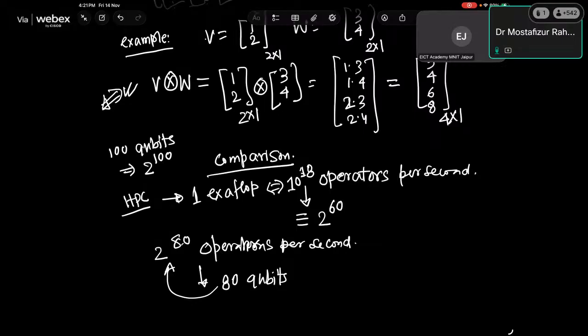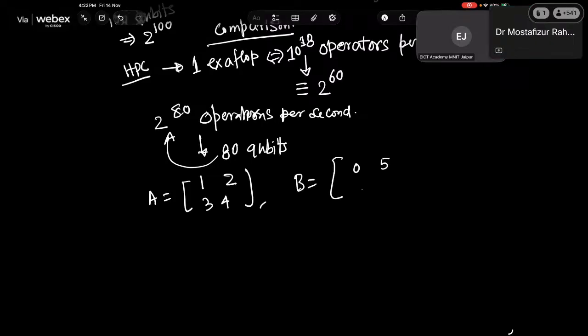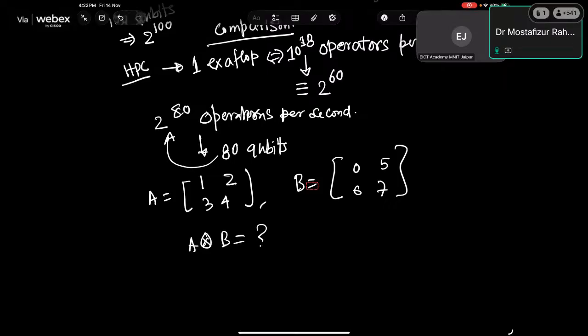Let me give you one work, and I will wait to see who gives the answer first. So 1, 2, 3, 4. This is your first matrix, and the second one is 0, 5, 6 and 7, right? Let me know what is the A tensor product with B, right? So 1 minute time, okay. Please do not use a calculator, just do it by hand, right? It won't take much time. Just put in the definition, you will get the answer.